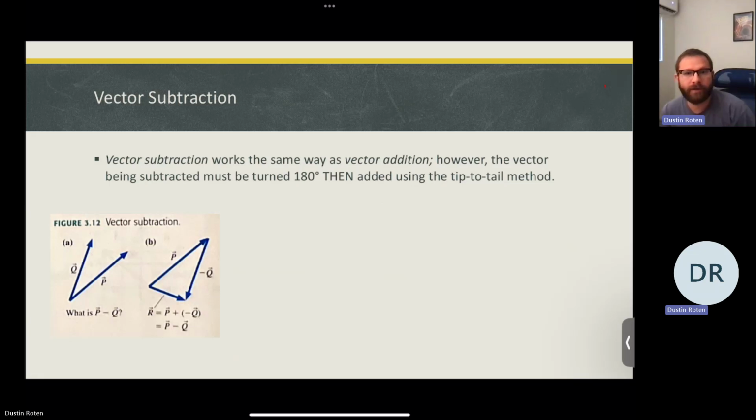Now that's going to be useful for vector subtraction. So the idea here with vector subtraction is essentially it works the same way as vector addition. There's just one little difference.